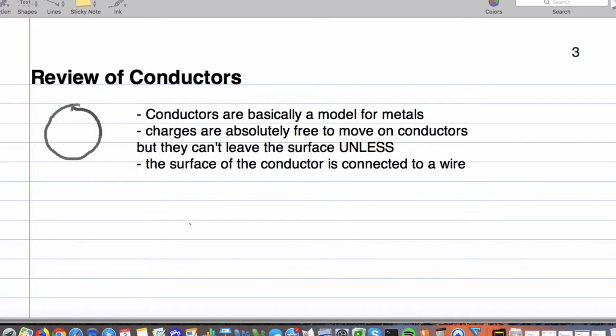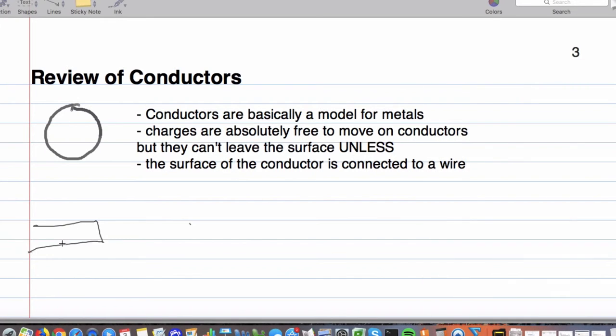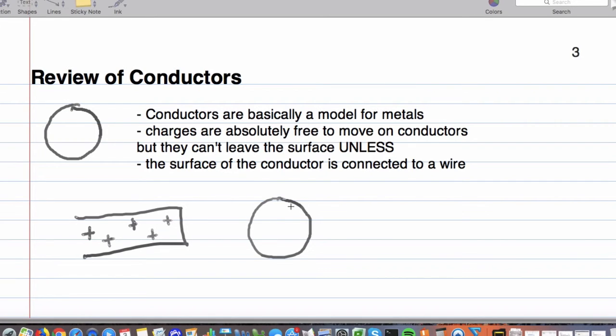So I'll explain some interesting properties of conductors like this. So maybe I have a rod made of plastic and I've managed to put some positive charge on that rod. So for example, let me just redraw this. So I have a plastic rod. We'll draw it like this. We'll put some positive charges on it. And if I bring a conductor near it, here's what's going to happen.